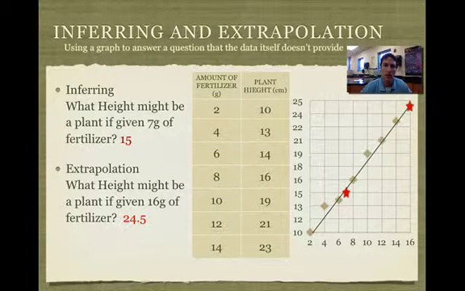And then extrapolation. Inferring is when the data is inside the range values. Extrapolation is where you're going outside of those range values to make a prediction. So the question I have here is, what height might a plant be given 16 grams of fertilizer? My maximum value was 14. So what if I give it more? What would we expect? If you just extend a correlation line out, you can see what you might expect. In this example, it would be 24.5 centimeters. And again, you can test that and see how well your graph fits. That's part of being a good experiment.